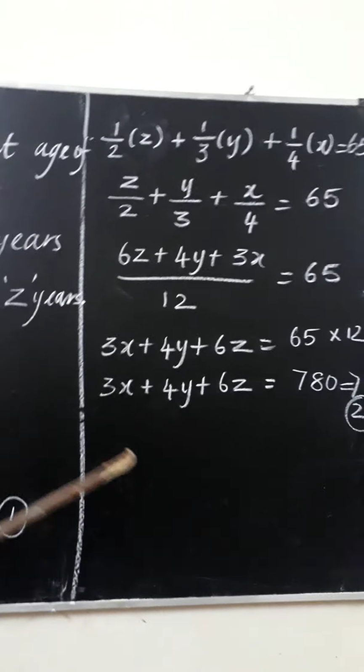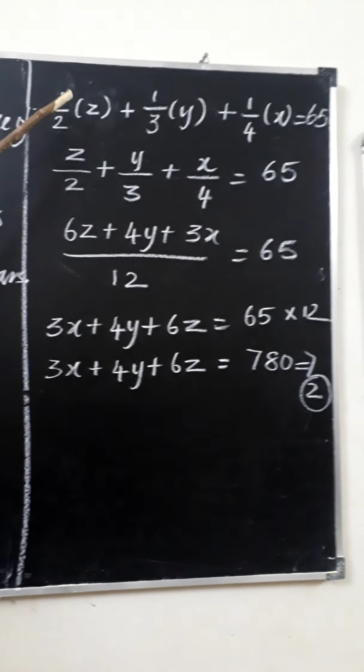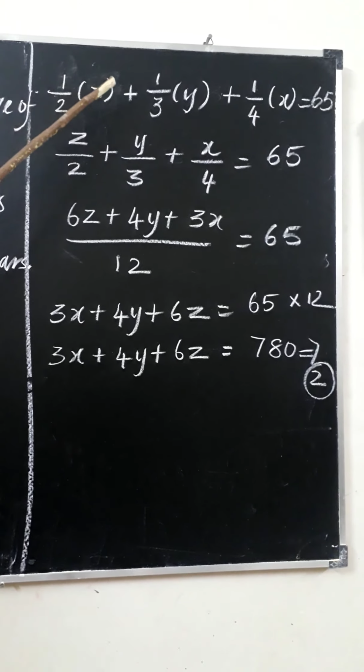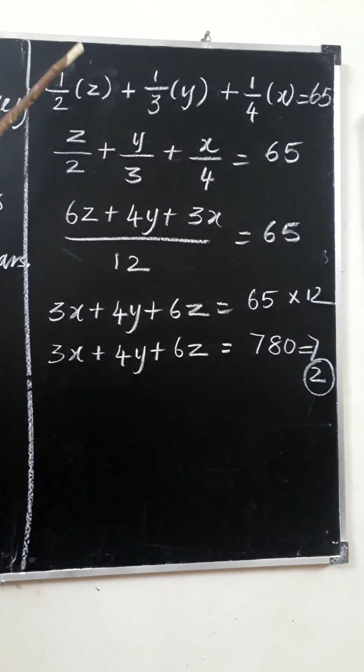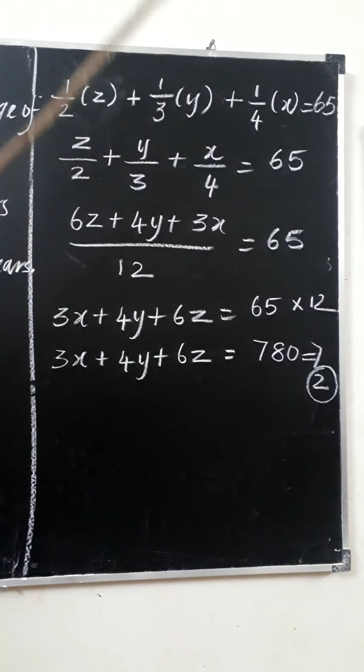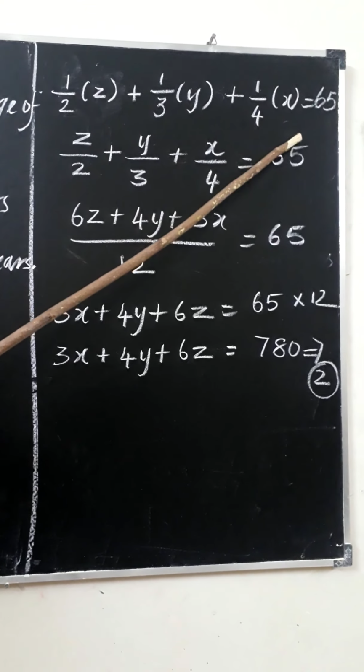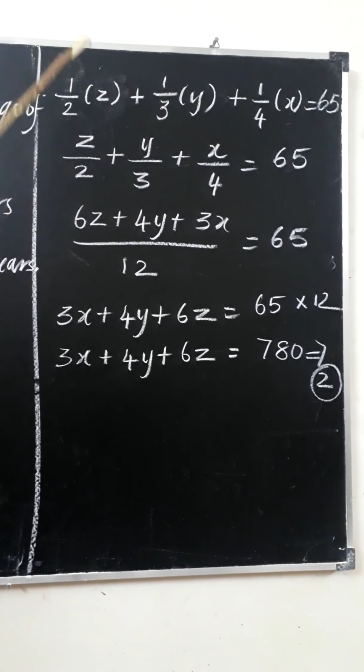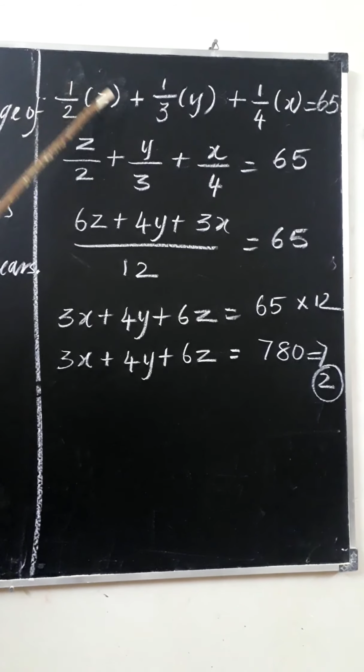By the second data, half of her grandfather's age, that is the sum of half of her grandfather's age plus 1/3 of her father's age plus 1/4 of Vani's age. Vani's age is at the last. First grandfather's age, half of the grandfather's age.